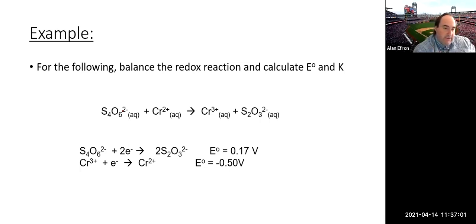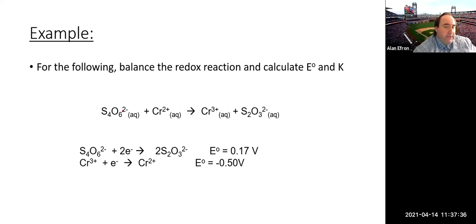Remember, when we talk about standard conditions, we're usually talking about table-type conditions where you look up values in tables, and that usually means 25 degrees Celsius in terms of temperature, 1 molar in terms of concentrations if you're dealing with solutions, and, if you happen to be dealing with gases, 1 atmosphere in terms of pressure. Anything outside of that will affect the cell voltage, like the last example we finished up on last time.